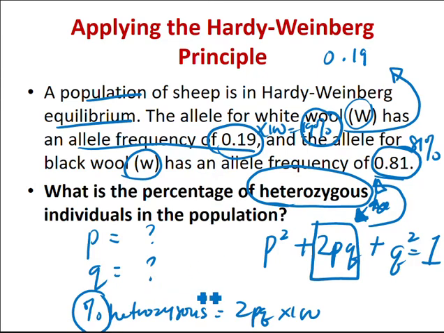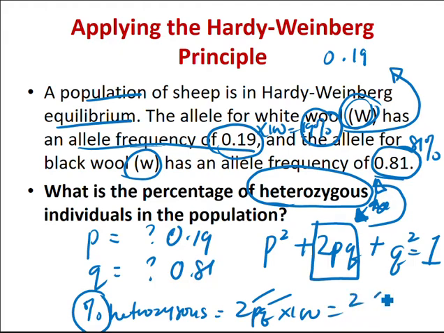Now, you have to know what is the value of P and what is the value of Q. This is a very straightforward question actually. Dekat sini dia dah cakap dah, big W frekuensi dia ialah 0.19. So P is 0.19 and then Q would be 0.81. So all you have to do is 2 times 0.19 times 0.81. So cuba kira berapa you dapat.